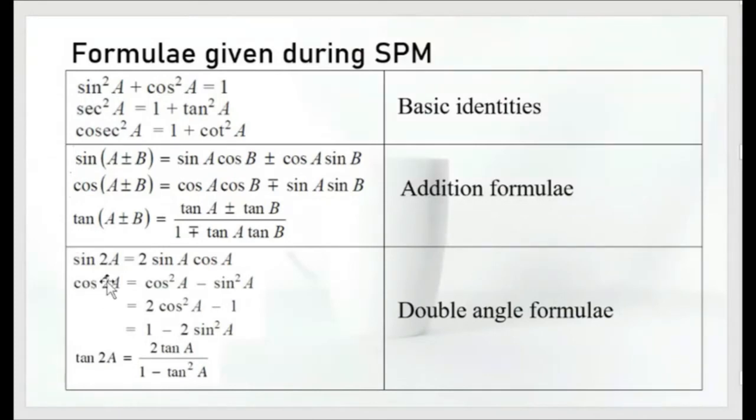Therefore, for a question involving cos 2A, you have to look at the question and see what the question wants. If the question involves sine and cos, then you have to use the first formula. If the question wants the answer in cos only, then you have to use the second. If the question wants the answer in sine only, sine squared, then you have to use the third formula. Okay, let's practice it later.